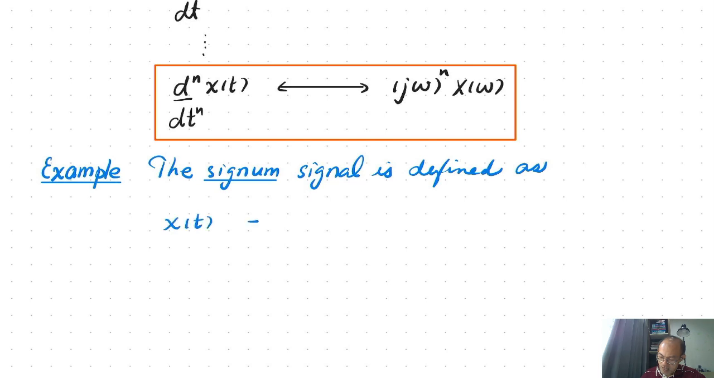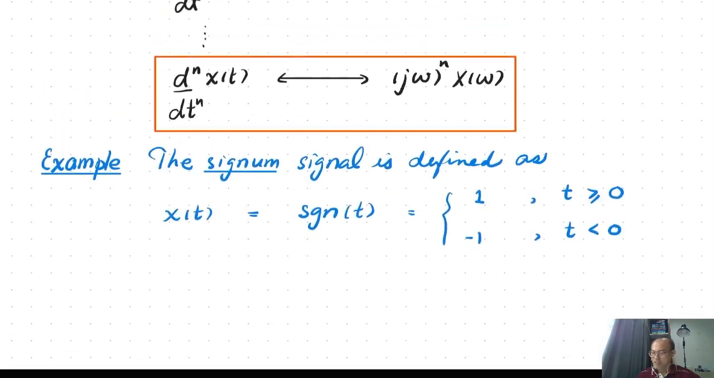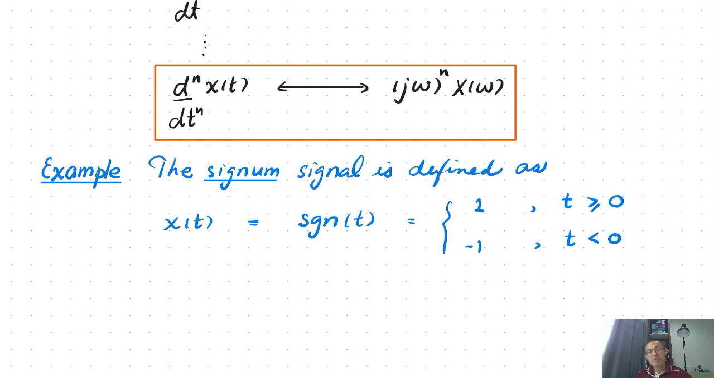x of t, and the notation for a signum signal is sgn of t. It is a time domain signal, and the value of it is 1 whenever t is greater than 0, and -1 whenever t is negative. So the value of the signum signal indicates whether we're looking at a positive time or negative time. If the value is 1, then we're looking at a positive time, and if the value is negative 1, then we're looking at the negative time.